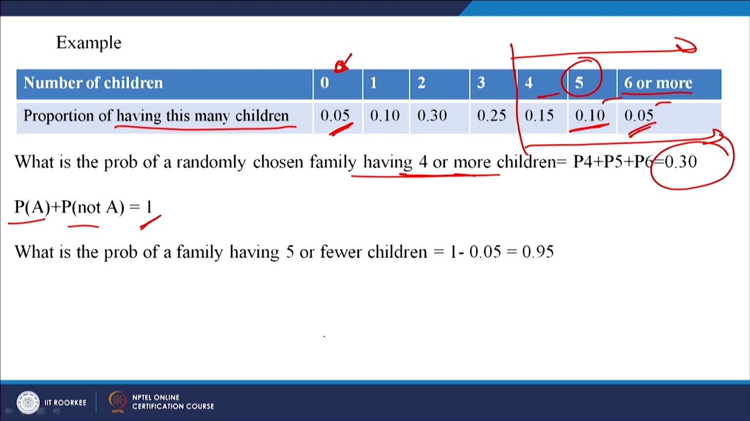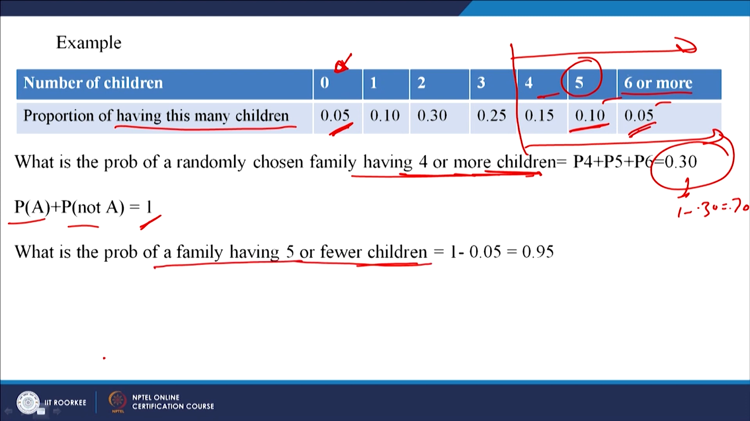In this question, we asked: what is the probability of a randomly chosen family having 4 or more children? If I ask what is the probability that families have up to 3 children, then it is 1 minus 0.3, so 0.7, is it not?